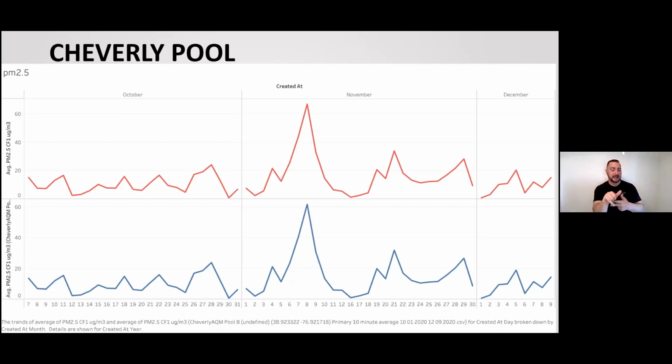As you can see, there's a big spike in November, around November 7th. And then the rest of October and December are lower. We don't know why this is, but essentially we're looking at the daily level for each day to see the average of the air quality on each day. And then around November 7th or 8th, it's a lot higher.